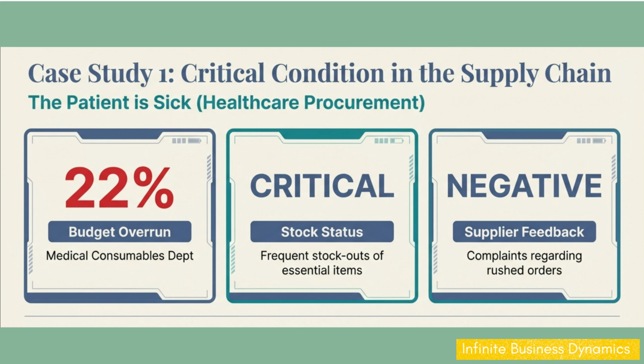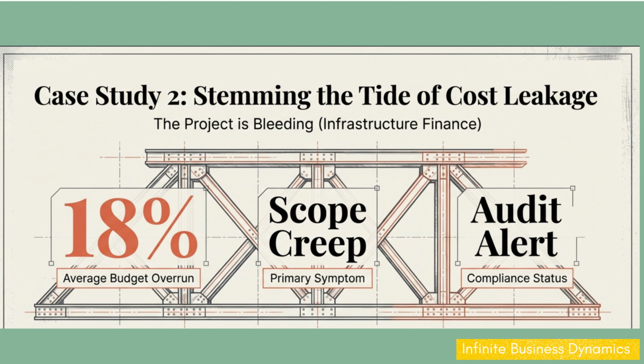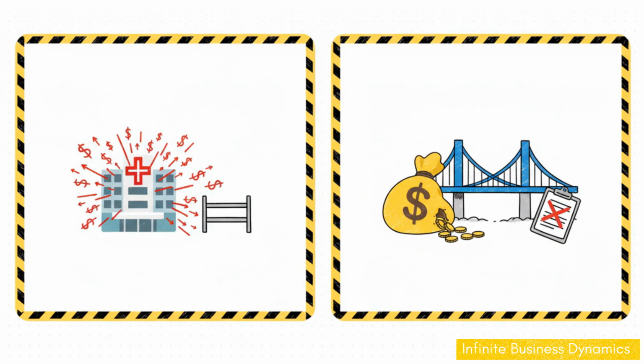And this is not some isolated incident. In a totally different world, a major infrastructure program is staring down a very similar mystery, an 18% average budget overrun. So you've got 2 different organizations in 2 completely different fields, but they're seeing the exact same symptom, these chronic, out-of-control costs. So, 2 crime scenes.